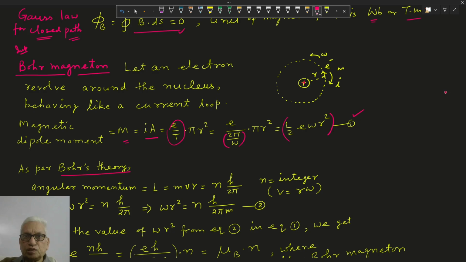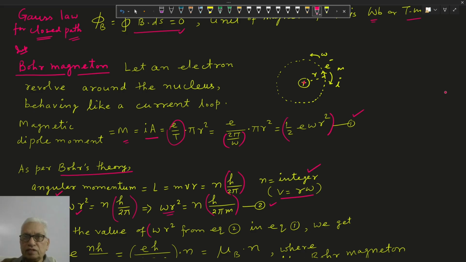Now as per the Bohr's theory, second postulate, angular momentum L is mvr equal to nh upon 2 pi and n must be integer and v is equal to r omega. ये हमने v की जगह r omega लिख दिया. m ओमेगा r square हो गया, nh अपॉन 2π. ओमेगा r square की वैल्यू हमको नीचे ले जाएंगे, ये हो जाएगी गिवन बाय इक्वेशन 2. ओमेगा r square तो यूज कर रहे हैं हम इक्वेशन 1 में.